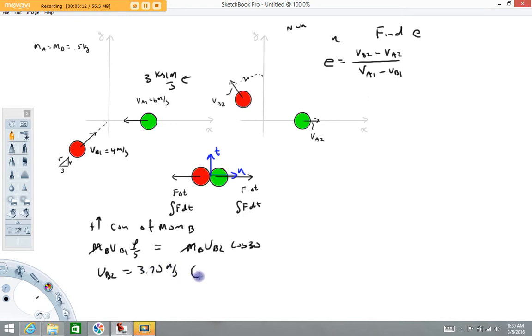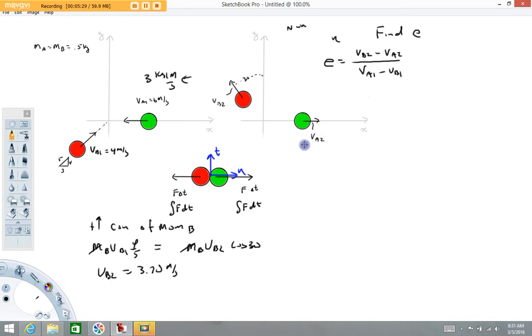And we go, yay, we calculated something, so we're happy. Whoops, smiley face. All right. This is one of the quantities that we're going to need to find the coefficient of restitution. All right. The next one we're going to need is this VA2.